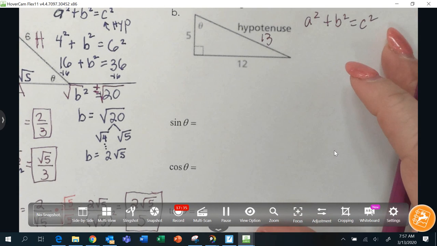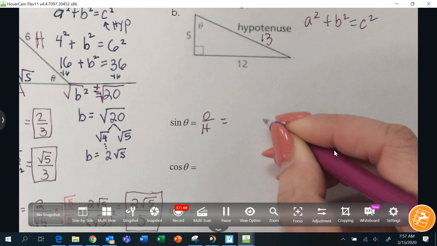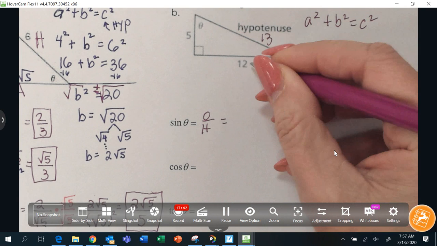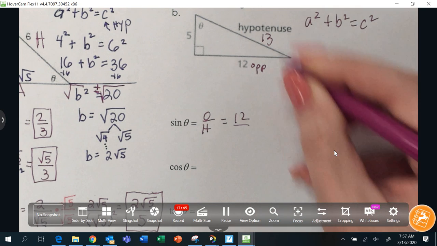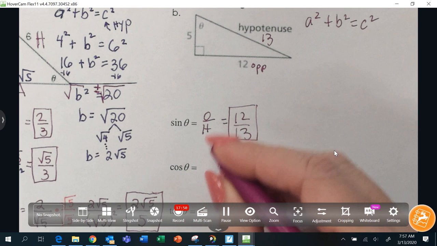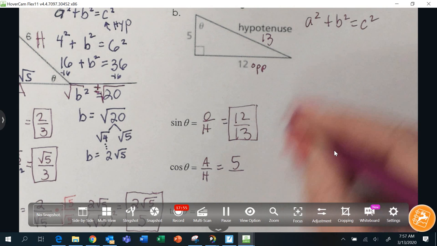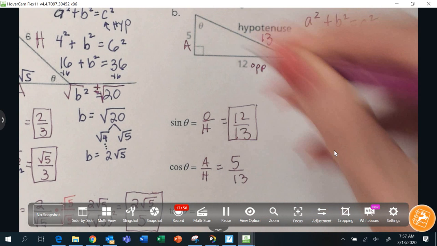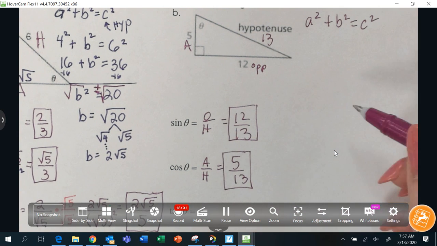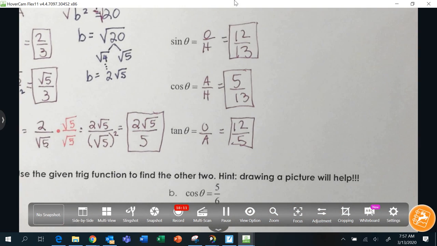So now this is the opposite over the hypotenuse. So opposite of theta is 12 over the hypotenuse 13. Does not reduce. Cosine, CAH, A over H. Adjacent to theta is 5. Hypotenuse is 13. And then tangent, TOA, O over A, opposite is 12, adjacent is 5. 12/5. Oops, sorry, 12/5.